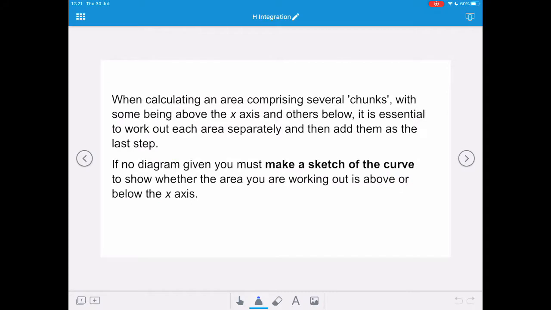Now, when calculating an area comprising several chunks, with some being above the x-axis and others below, it's essential to work out each area separately and then add them as the final step. If there's no diagram, then you must make a sketch of the curve to show whether the area you are working out is above or below the x-axis.